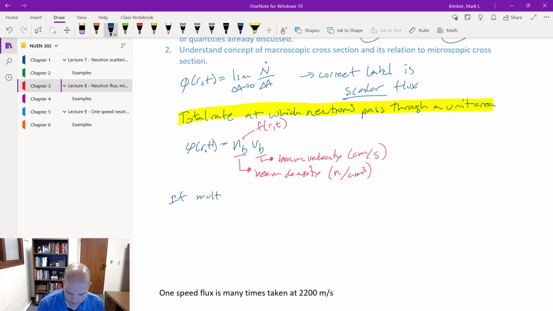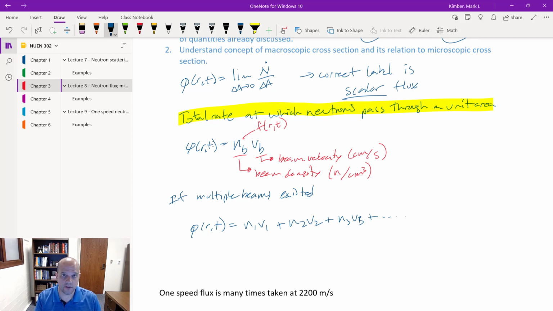So if multiple beams, then our neutron scalar flux is just going to be the sum of all those. We got one beam density at one speed, and a second one at a second speed, and a third one at a third speed, and so on and so forth. So each of these products here has a scalar contribution to the overall scalar flux. And we can treat these independently, and then we just add them together.